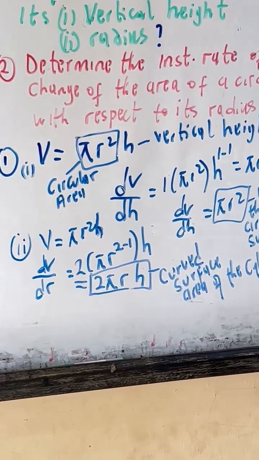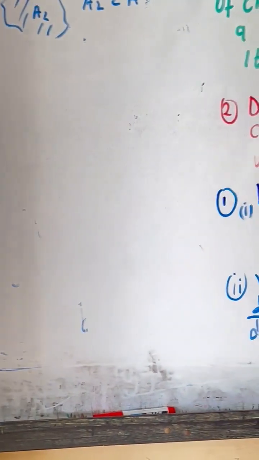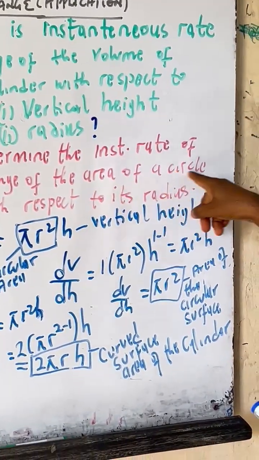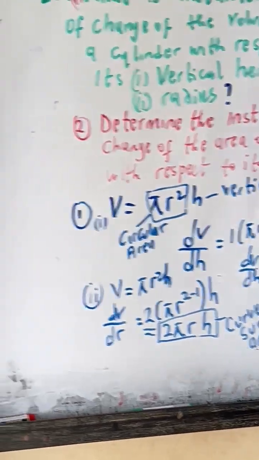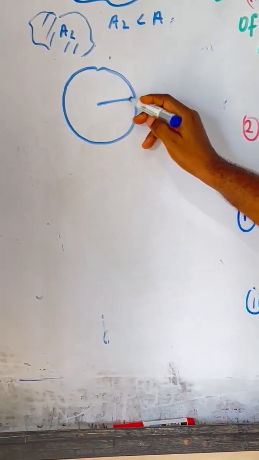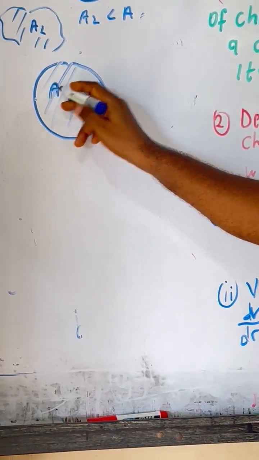Now, the last question, which is question number 2, let me put it here. The question says we should find the instantaneous rate of change of the area of a circle with respect to its radius. Now, this is normally the circle and this is the radius. You can see this is the area of that circle.